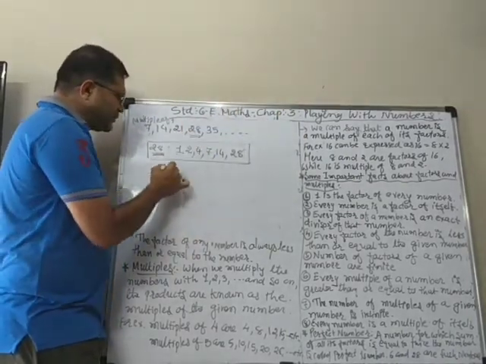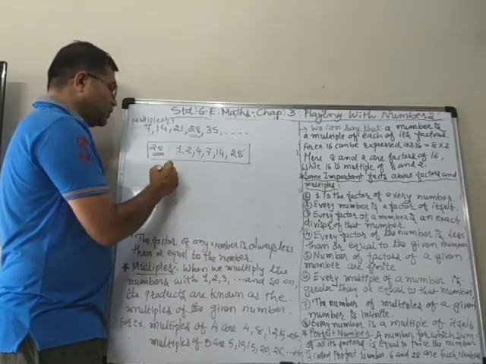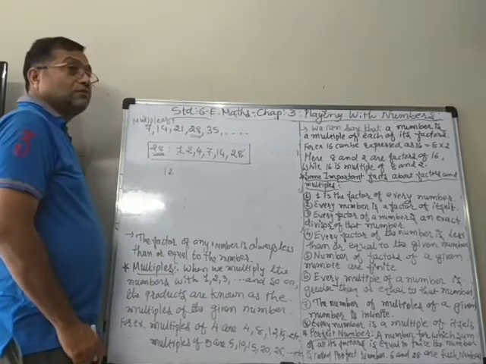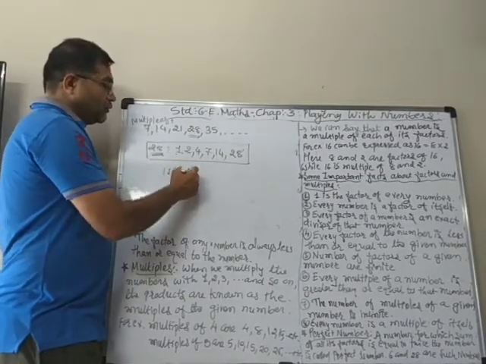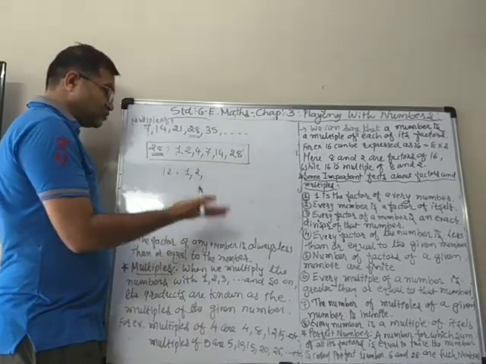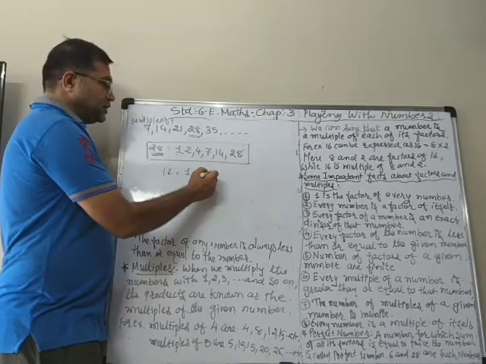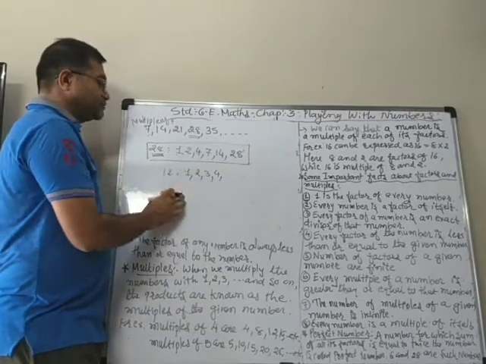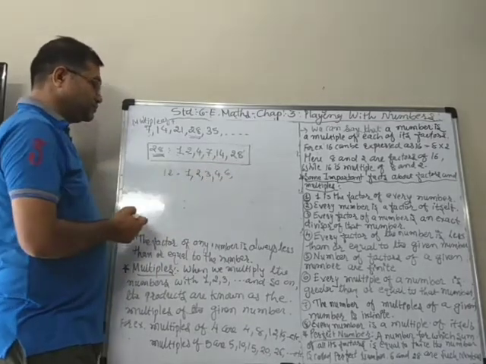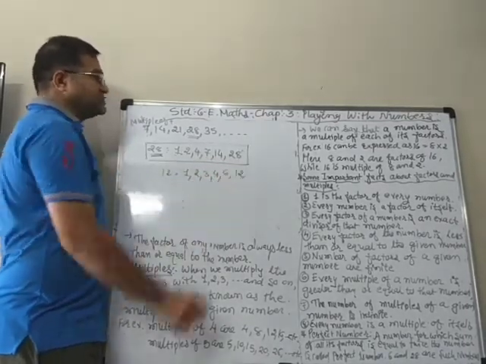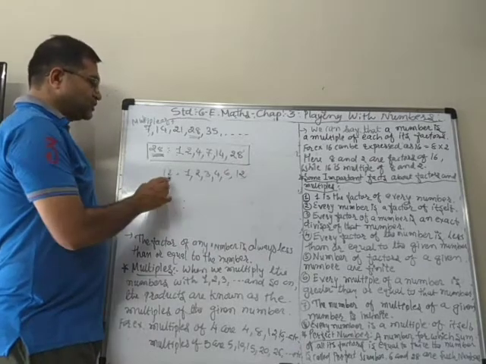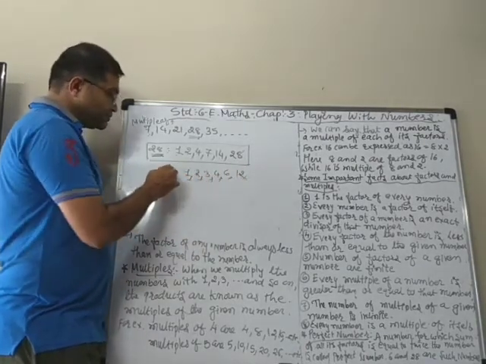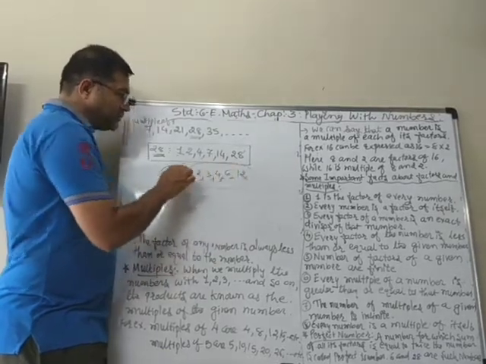Just take a smaller number, say 12. What are the factors of 12? 1 twelve is 12, 2 sixes are 12, 3 fours are 12, 4 threes are 12, 6 twos are 12, and 12 ones are 12. So the factors of 12 are 1, 2, 3, 4, 6 and 12. And 12 is a multiple of all these numbers.